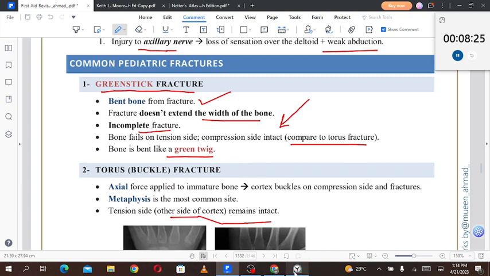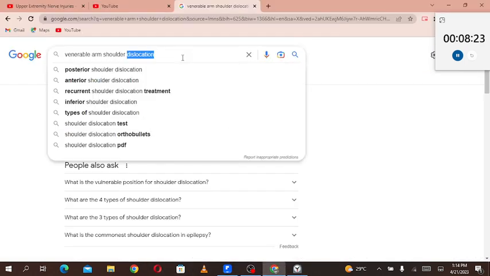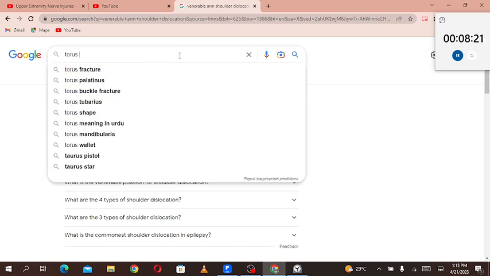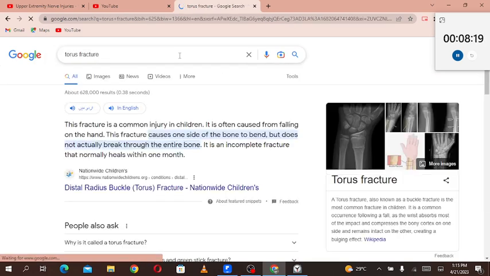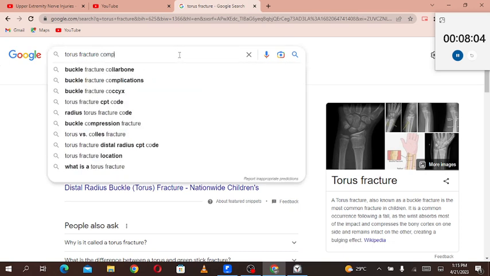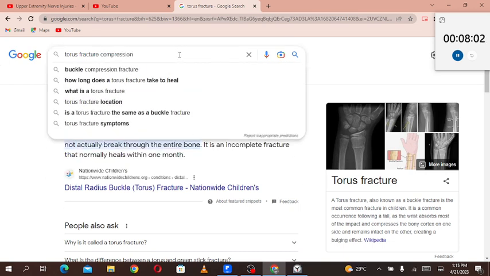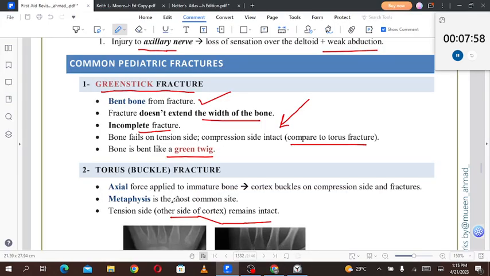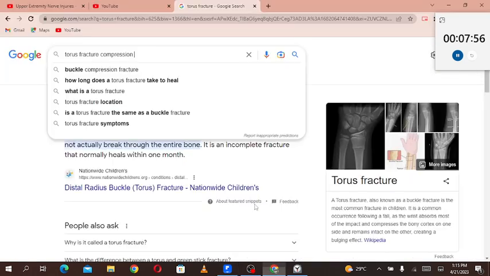Okay, let's see a torus fracture. Torus fracture is a common injury in children. It is often caused by falling on the hand. The fracture causes one side of the bone to bend, but does not actually break through the entire bone. It is an incomplete fracture. Torus fracture, the compression and tension side.